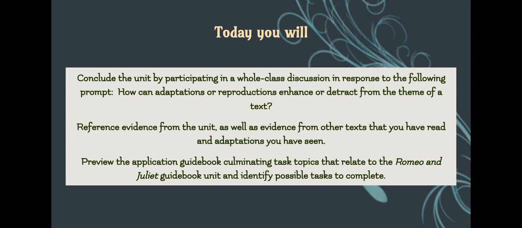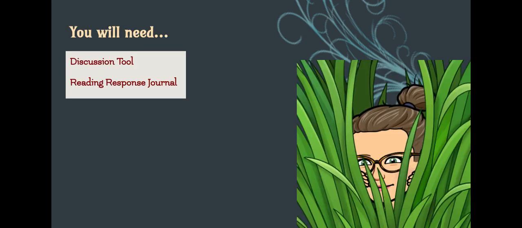You will reference evidence from the unit as well as evidence from other texts that you have read and adaptations you have seen. You will preview the application guidebook culminating task topics that relate to the Romeo and Juliet guidebook unit and identify possible tasks to complete. For this lesson, you will need the discussion tool and your reading response journal.